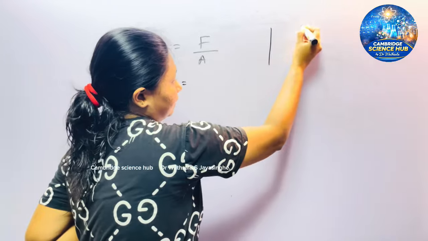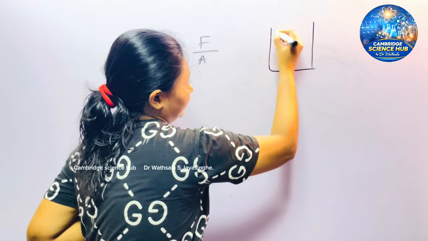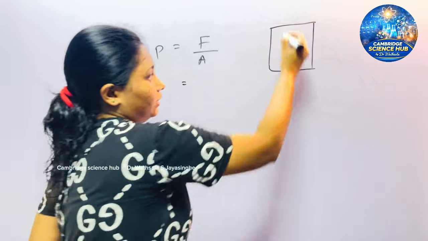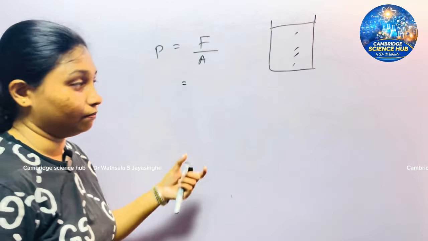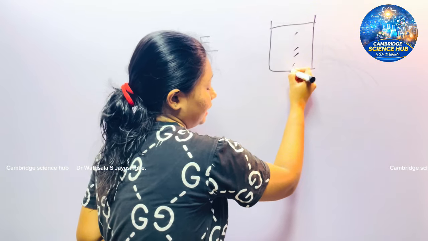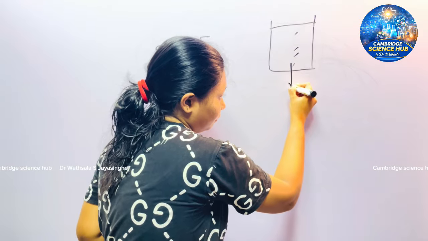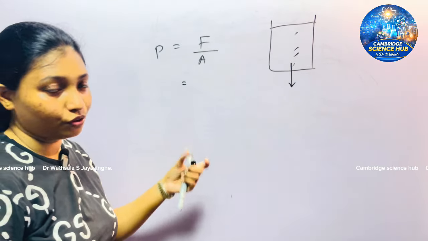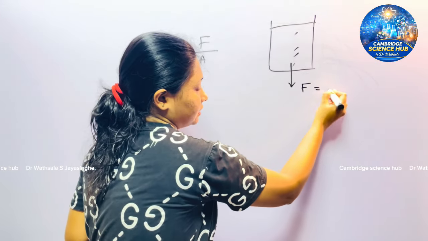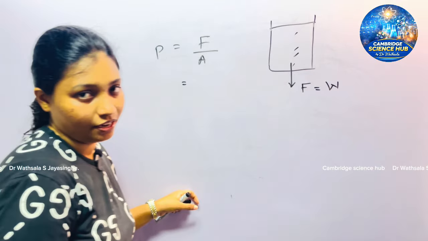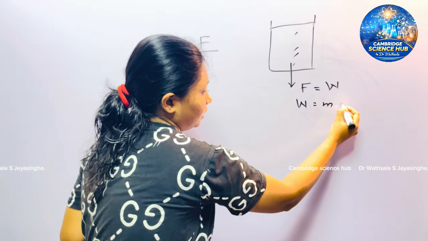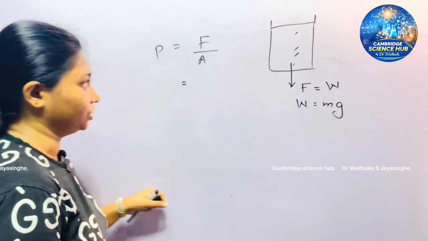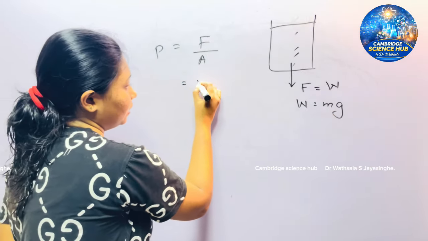Now if the container is filled with some sort of a liquid, imagine this is filled with water. Now these water particles will give some sort of heaviness and create a force. This force is equal to weight. Weight means mass times gravitational acceleration, W equals mg. So instead of F here we can put mg.